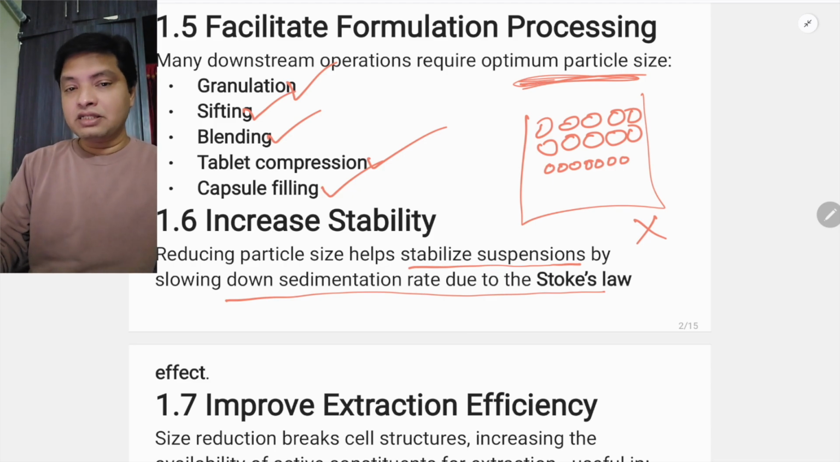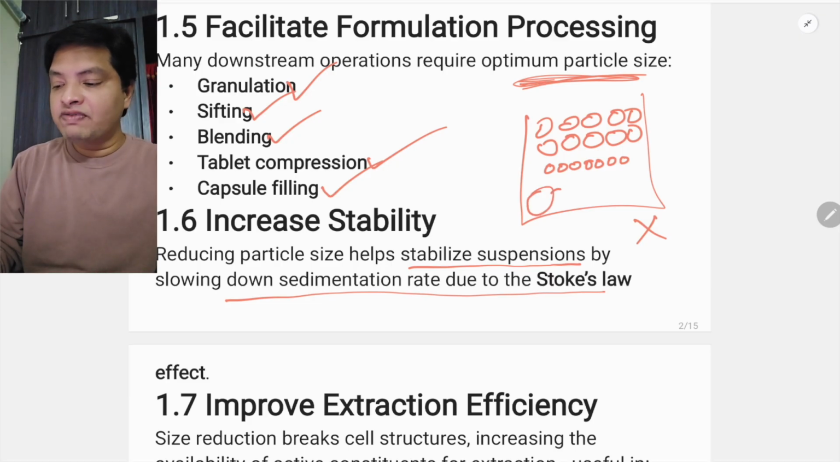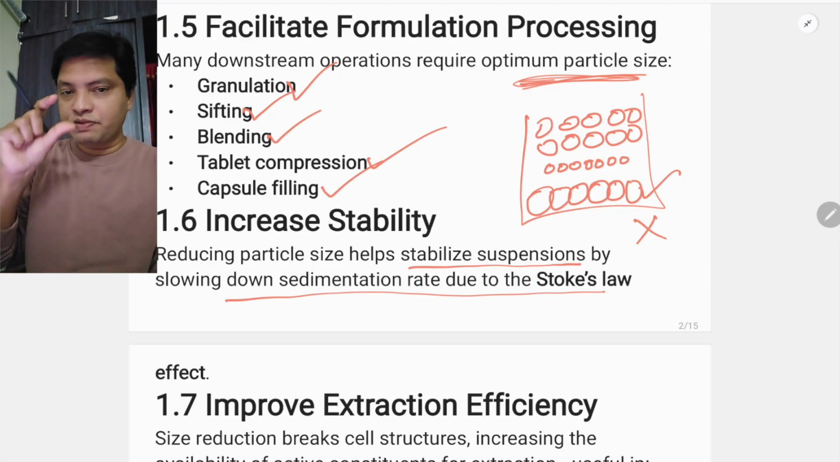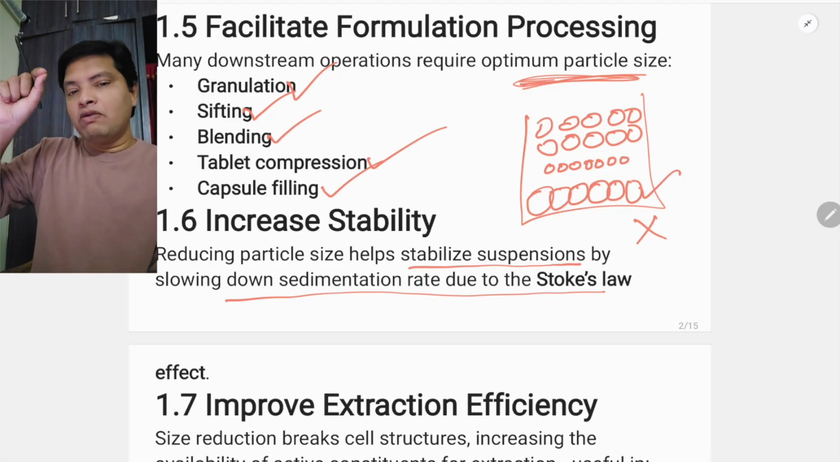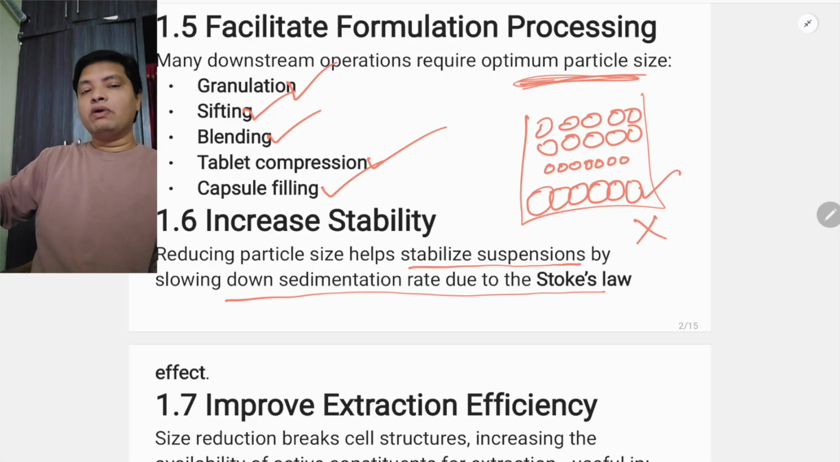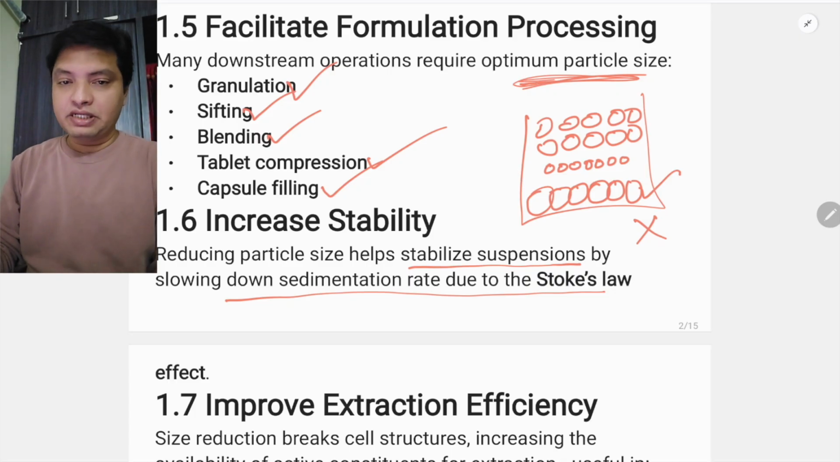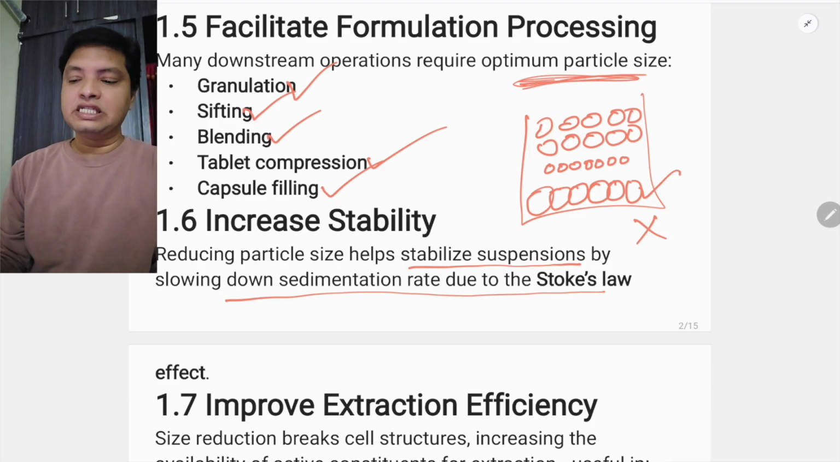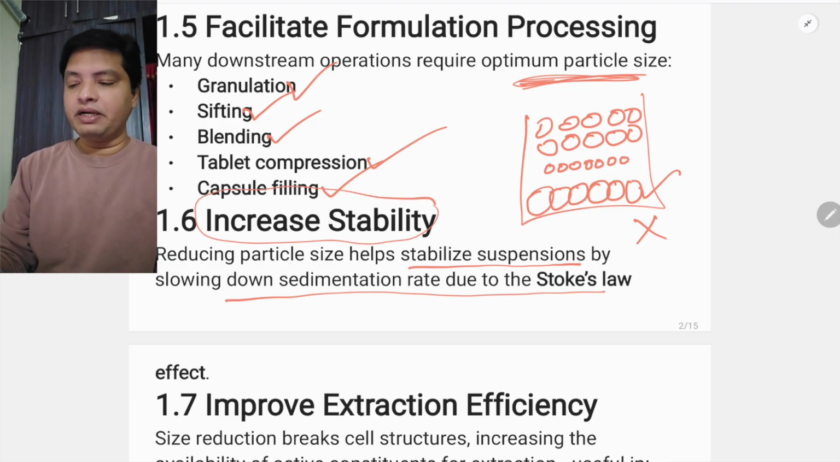If the particle size is large, there is a chance of settling in the suspension. You don't want the suspension to settle. If the suspension is settled, it means it is not stable. If the particles in the suspension are always suspended, then only we call it a stable suspension. If the particles are settling in the suspension, then we call it an unstable suspension.